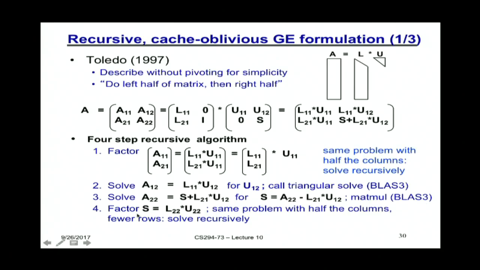So the last step is, after you get this S, which is half the size of the original matrix dimension, you do the LU factorization again. Then that becomes the same problem with half of the columns, fewer rows. Okay, so that's how this recursive algorithm works for the GE. It's slightly more involved compared to the recursive algorithm for the matrix multiplication.